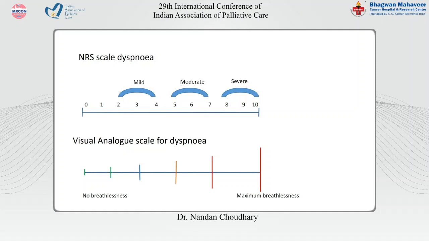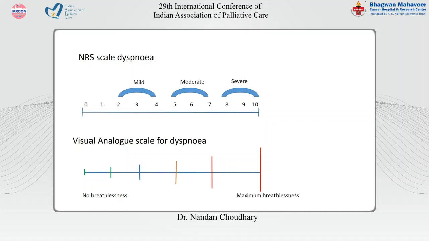And if the patient is having a score of 5, 6, or 7 out of 10, then we can make it a moderate dyspnea. And if the patient is having an 8, 9, or 10 score, then the patient is suffering from severe dyspnea. So we can modify our treatment accordingly.